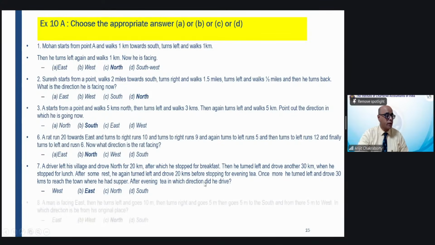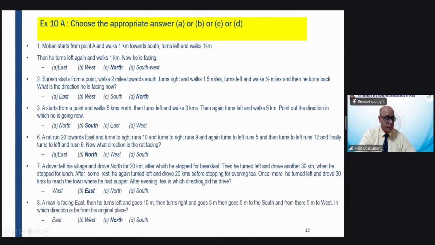Well done. Well done. Number 8, a man is facing east. Chalte 8. Man is facing east. So east means towards the right hand direction. Then he turns left and goes 10 meters east and is turning left and goes 10 meters. Means he is now going towards the upper part, north. He is going for 10 meters, then turns right. Chalo, 10 meters ke baad he is turning right. That means now he is again going towards the eastern side.